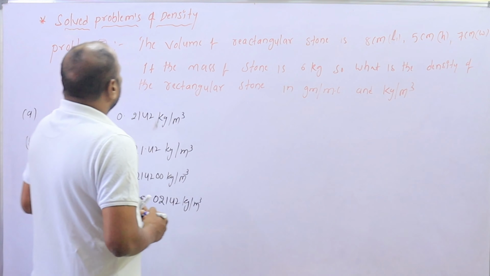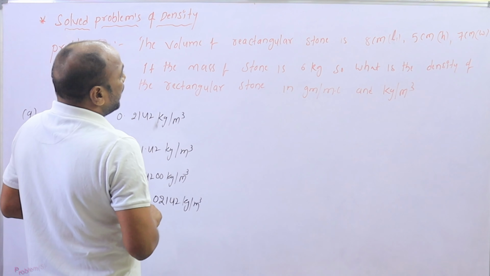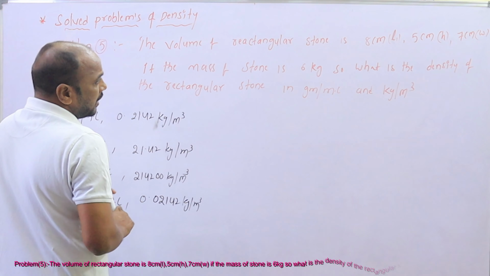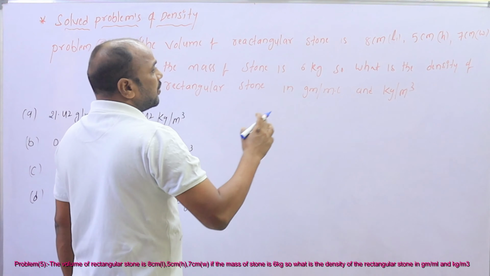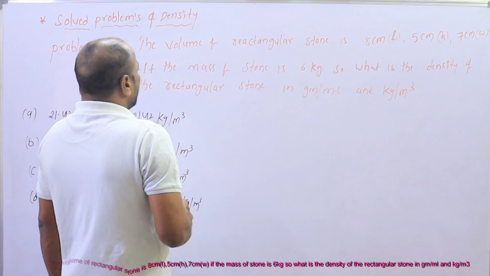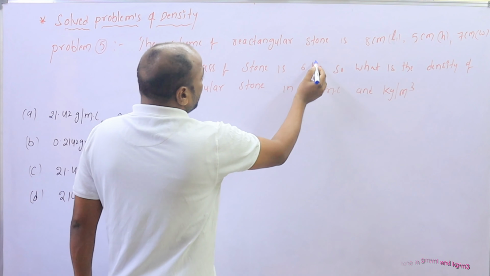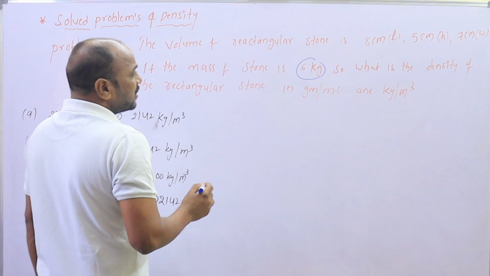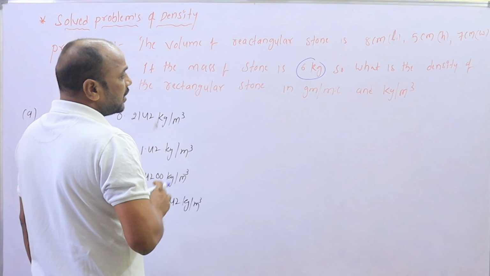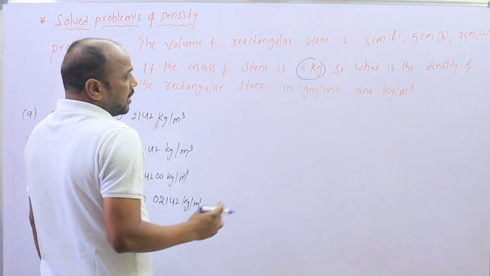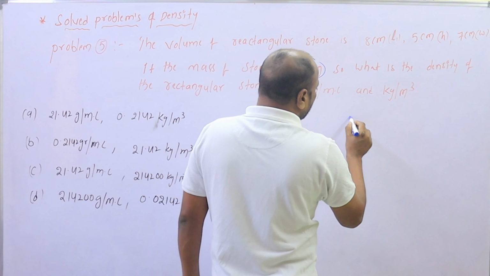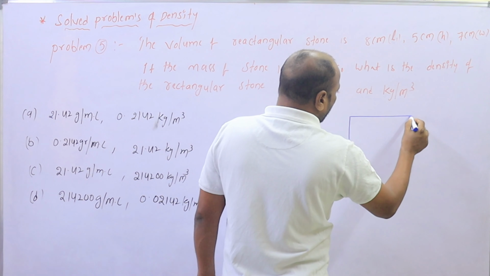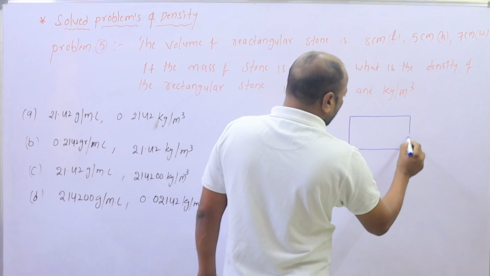The volume of a rectangular stone is 80 centimeter length and 5 centimeter height and 7 centimeter width. If the mass of the stone is 6 kg, so what is the density of the rectangular stone in gram per milliliter and kg per meter cube? So it is a rectangular stone.